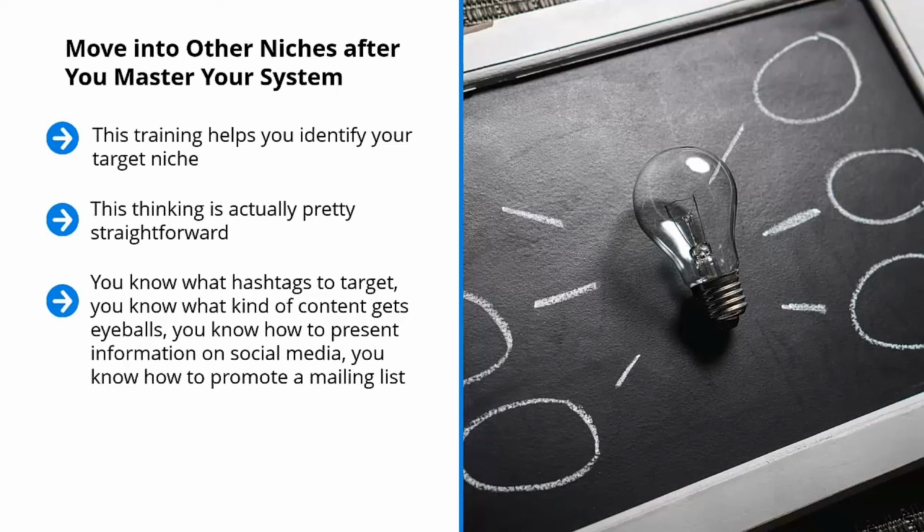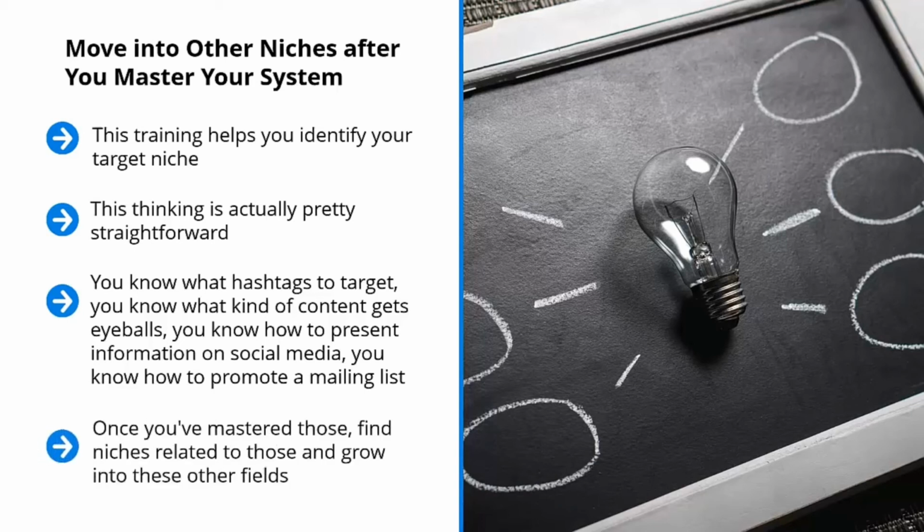You know how to present information on social media. You know how to promote a mailing list. These and many others form part of your system. It really would be a shame to restrict that system to just one niche. Once you've mastered those, find niches related to those and grow into these other fields. Highly successful list marketers don't just operate one list. They operate dozens, and this translates to 6, if not 7-figure incomes year after year. If they can do it, so can you.